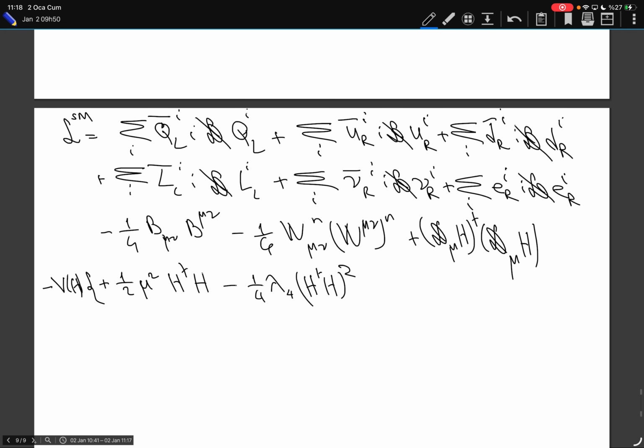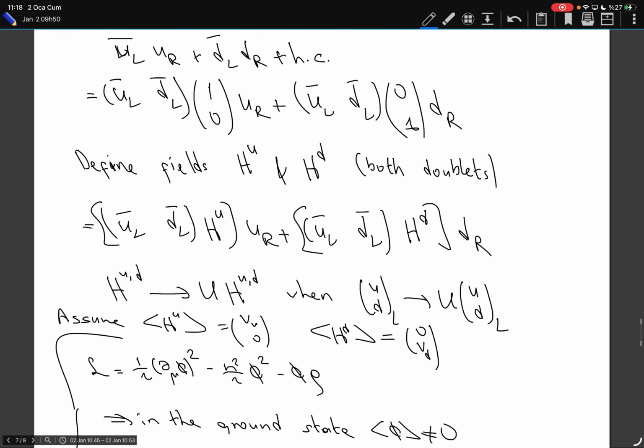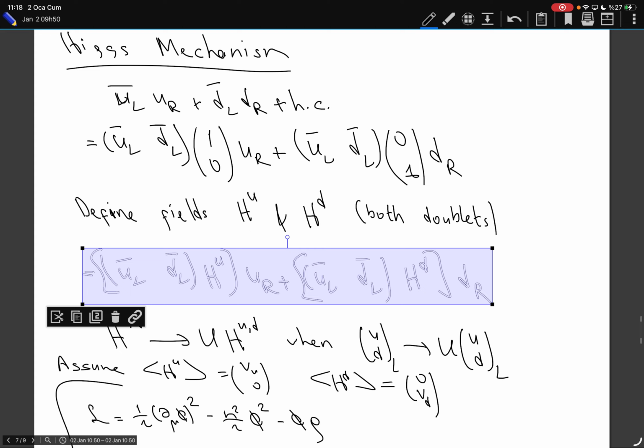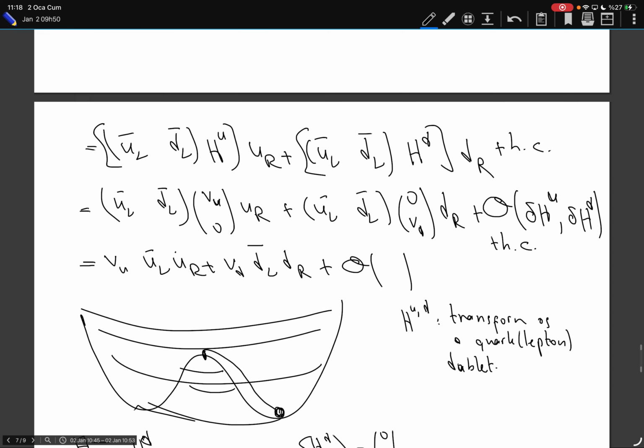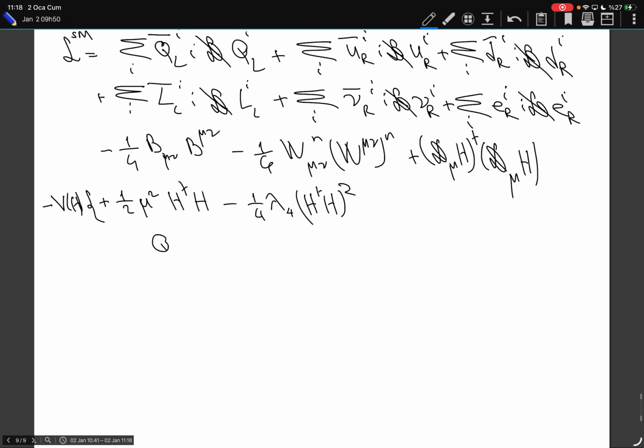And then I need to add these terms. Yes, I need to add these interactions. Let's say I have Q_L bar, H^c, U_R. This will give a mass term to the up-type quarks.